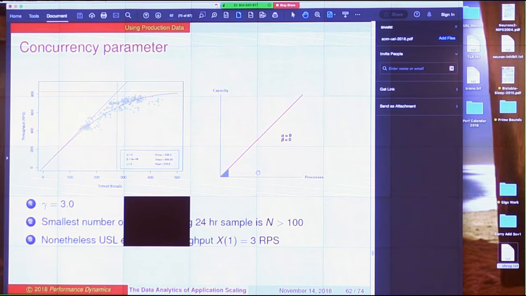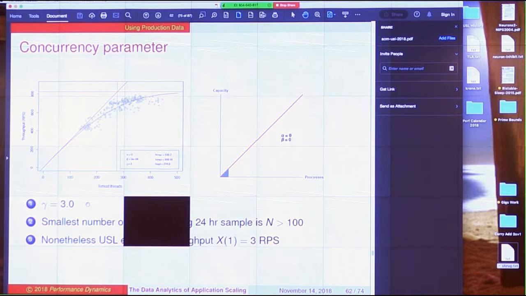So this actually looks quite good, and I also know that every throughput curve should be concave. This is a concave function, so that's good. It all looks very consistent. And I can draw some conclusions from all this. So for example, the concurrency parameter is 3, so this says actually if there was only one request in the system, it would be producing about 3 requests per second throughput value, which is not in the data, but I can calculate it from the USL model.